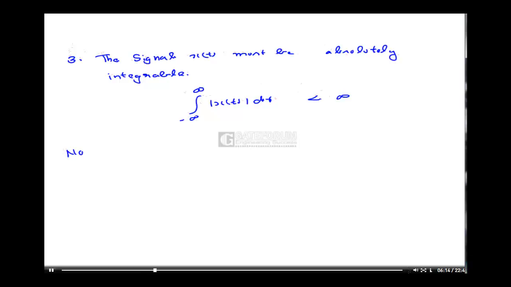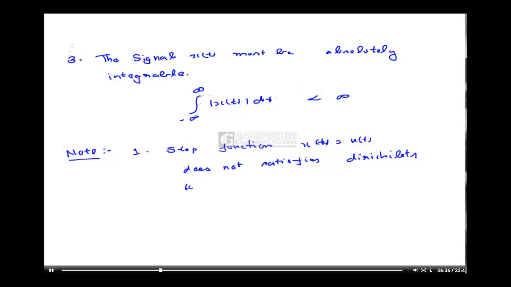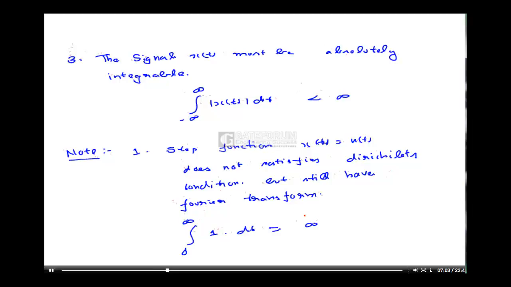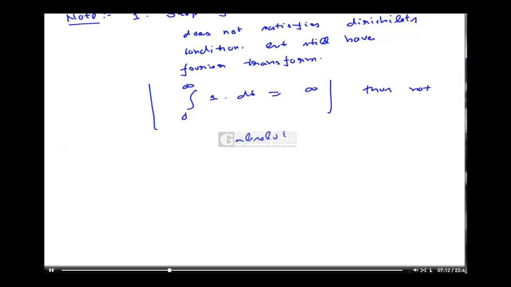But write a note. First, the step function x(t) equals u(t) does not satisfy Dirichlet's condition, but still has a Fourier transform. Because if we look at the absolute integrability, it is equal to infinity. It is not less than infinity, but it is infinity. Thus, it is not absolutely integrable.